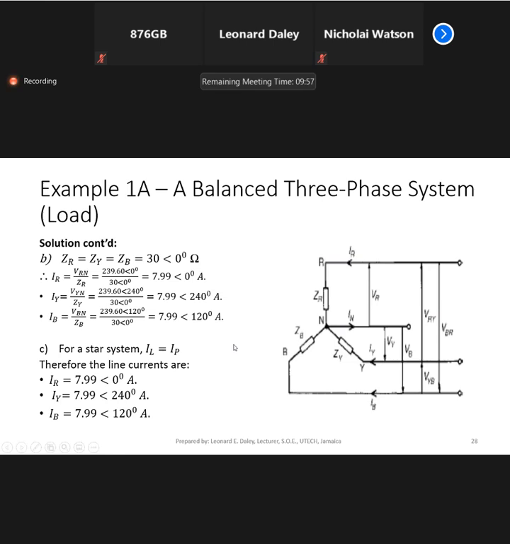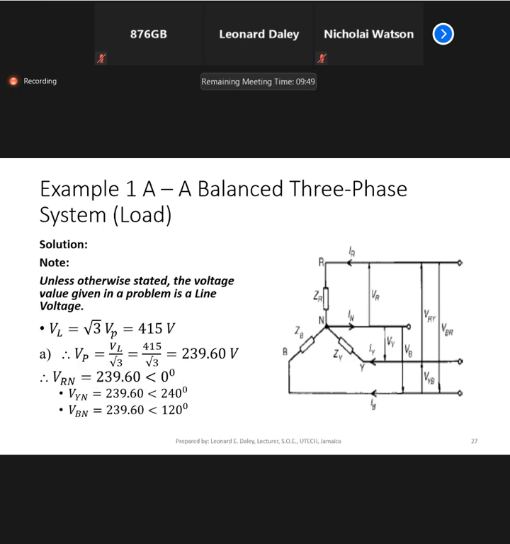So yes, the line voltage is basically a vector sum of VRN plus VNY. That would be the line voltage, for VRY, yes. And it's the same for the others.